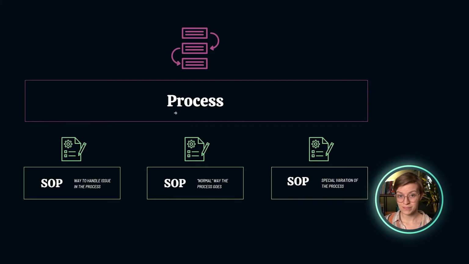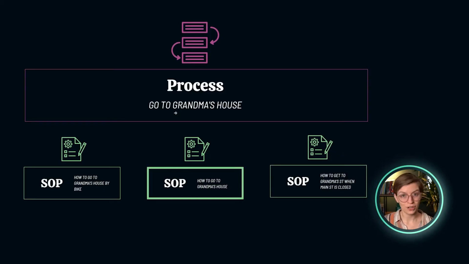To show you some examples of this, just like we did before, let's picture grandma's house, right? We might have one SOP or instruction for how to get to grandma's house using those MapQuest instructions. And we might have another set of instructions if we want to go to grandma's house by bike. And we might have yet another set of instructions if Main Street is closed, but we still want to get to grandma's house. All three of these SOPs are outlining paths to the same result, ways to execute the same process, but they have different variables or inputs involved with them. So depending on what your situation is, one SOP is going to be more helpful than the other.